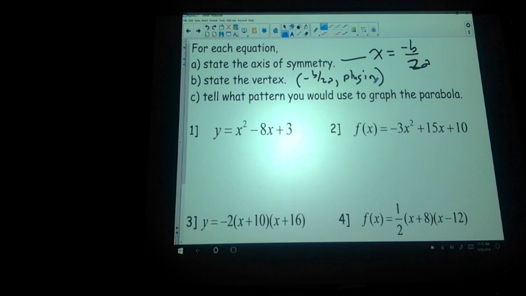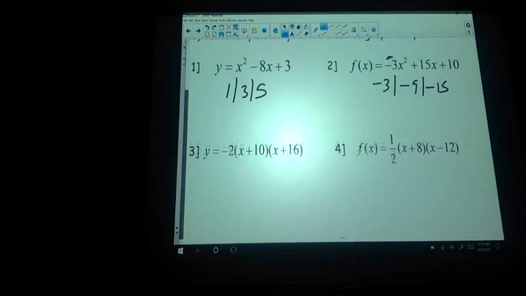Okay, and then the pattern graphing, I think it's great. So on this one, I'll just list pattern graphing is 1, 3, 5. Pattern graphing on this one is negative 3, negative 9, negative 15. Of course, that keeps going forever. All you do is take this value here and multiply it by 1, 3, 5, and it's going to tell you if it opens up or down.